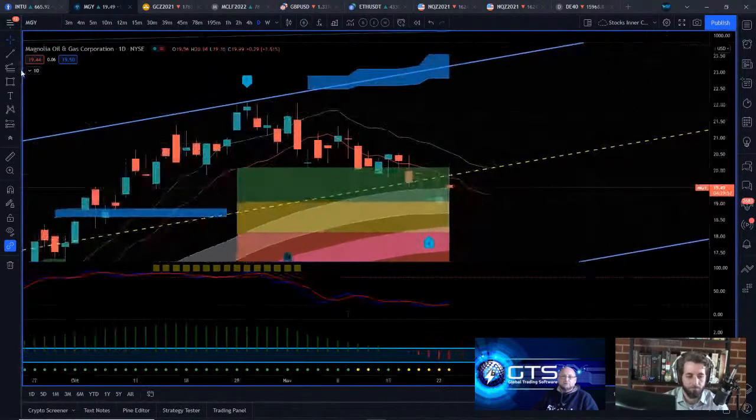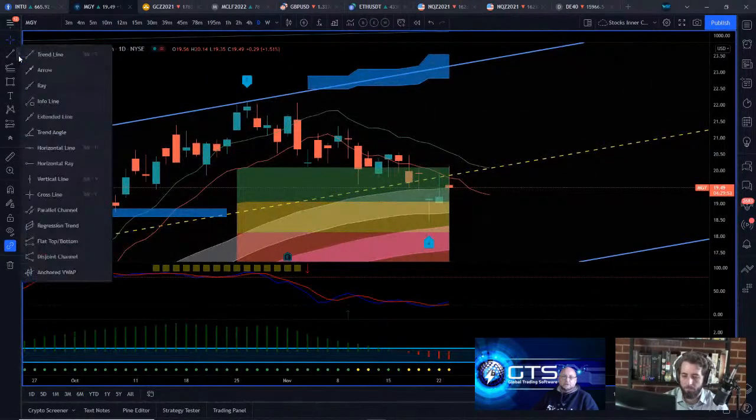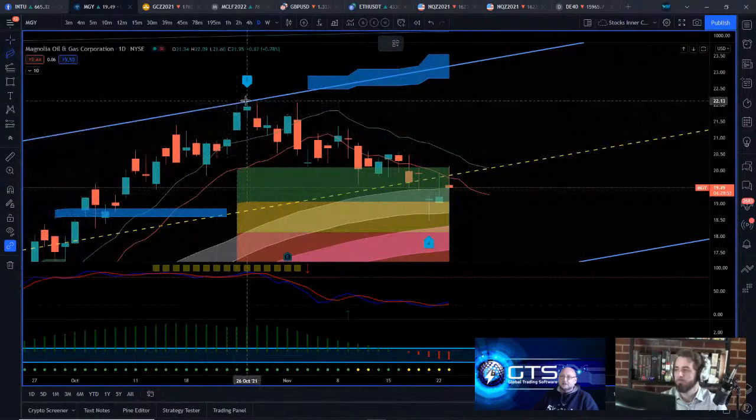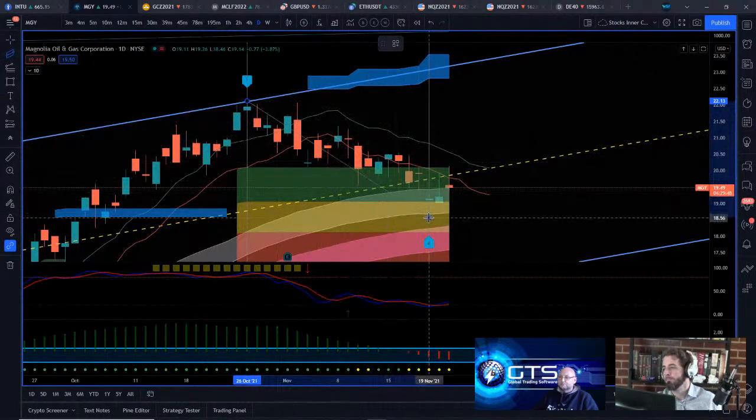Entry though, let's have a look at this regression trend channel. We're going to put that on there. We're going to click on the wave 3 pivot, click on the wave 4 pivot.